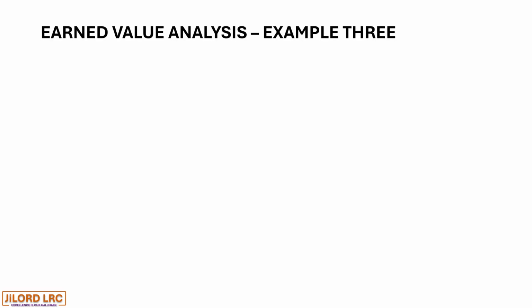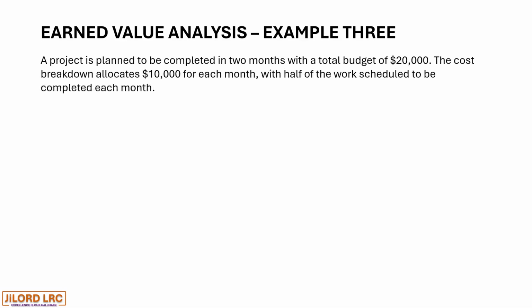Now, let us take a look at another example, example 3. A project is planned to be completed in 2 months with a total budget of $20,000. The cost breakdown allocates $10,000 for each month, with half of the work scheduled to be completed each month.